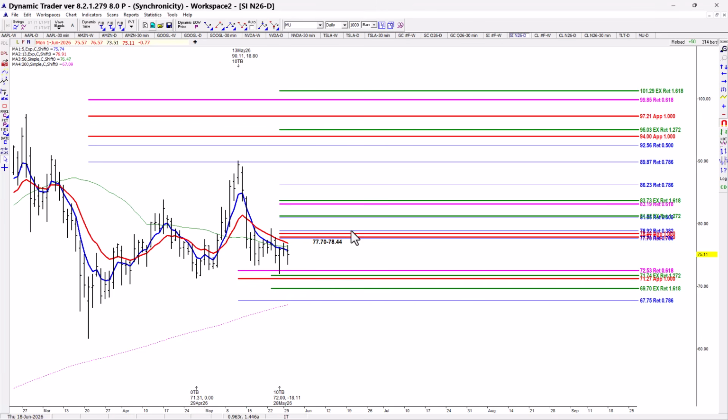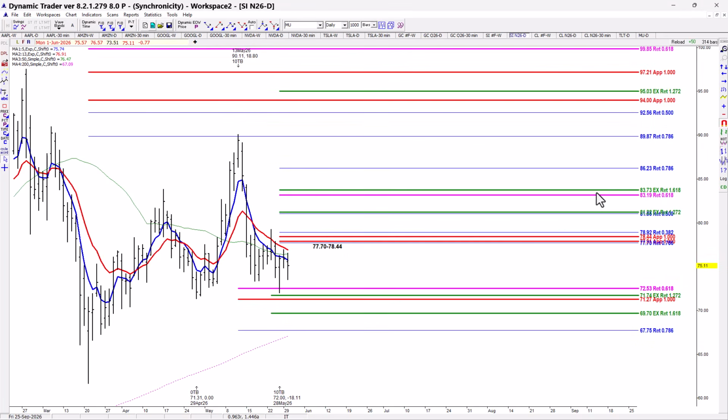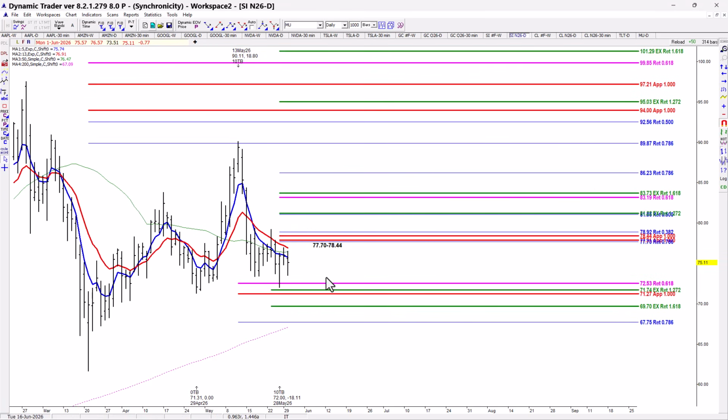If you include the 382, it'll be 78.90, but I'm labeling just the symmetry, to 78.44. So be aware of that. Now, if we end up holding above here instead and pushing through this resistance, then that would be the first indication that we could have a more important low and that we may start to see silver shift gears back to the upside. But we're not there yet.